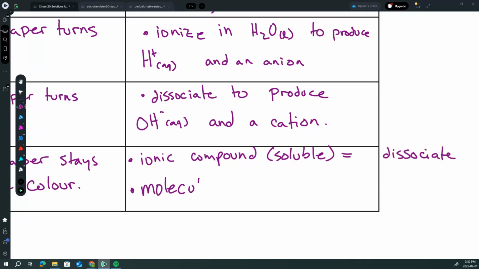And then for neutral molecular compounds, which are not acids, does not ionize. So a reminder, dissociate is specifically for ionic compounds that are soluble in water. Ionization is for molecular compounds that can break apart into their ions, which are going to be your strong acids.